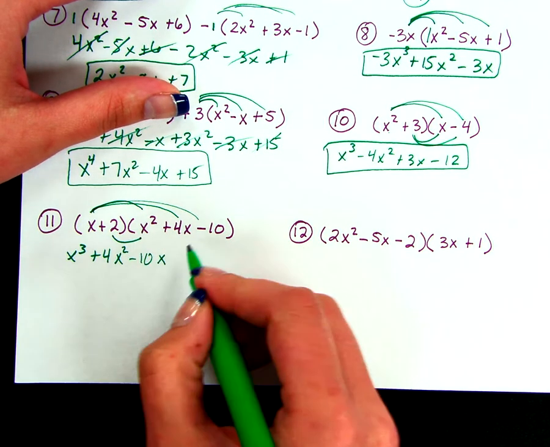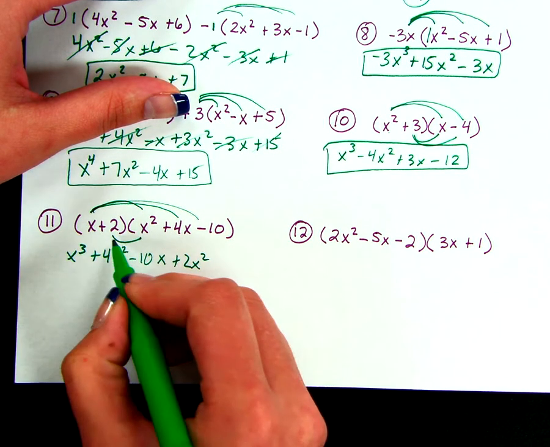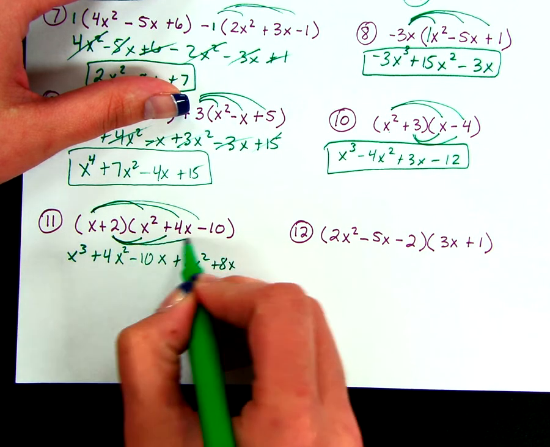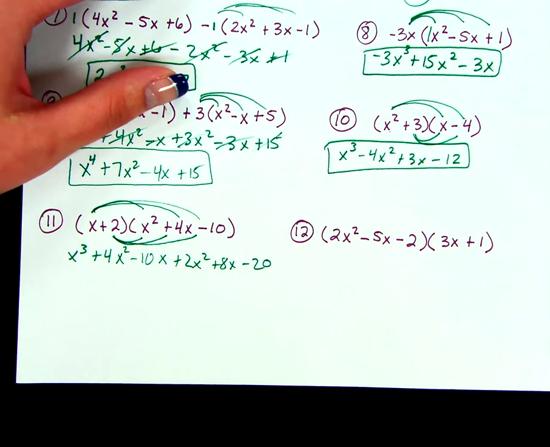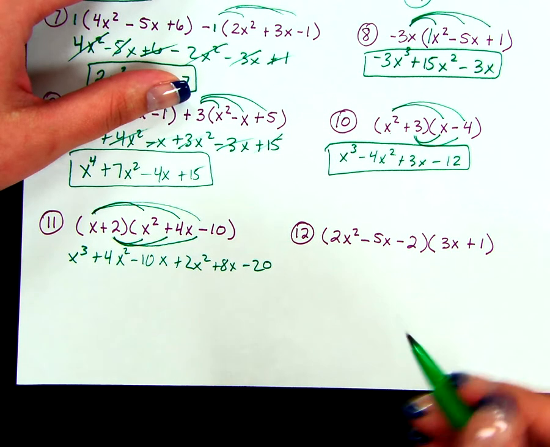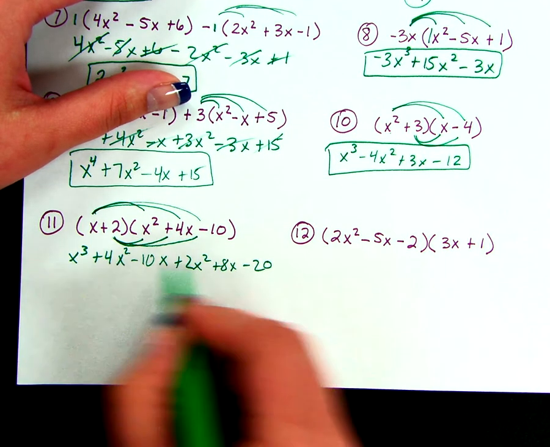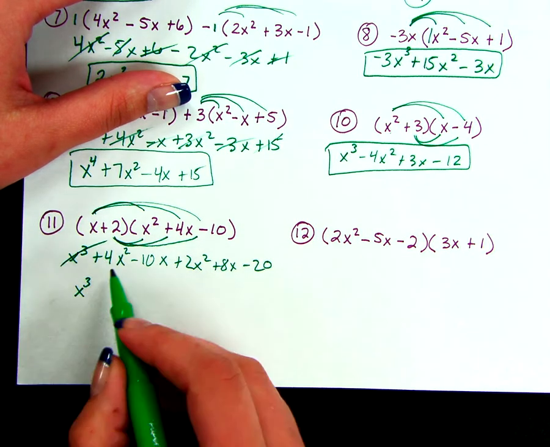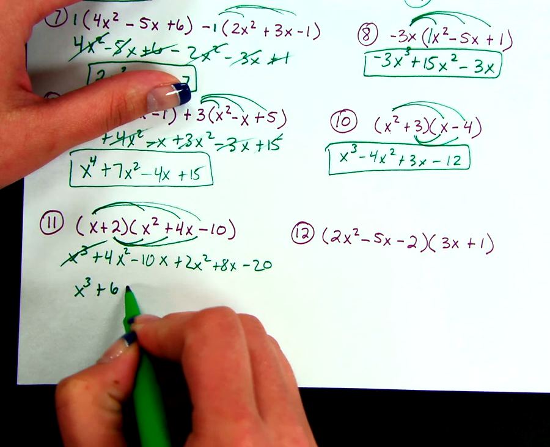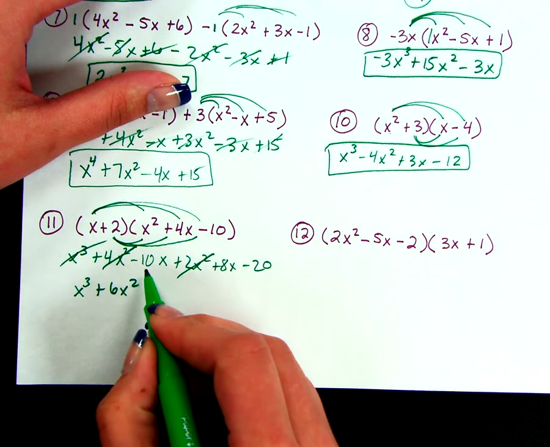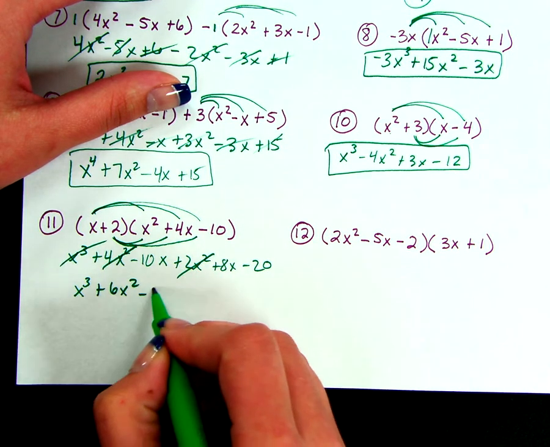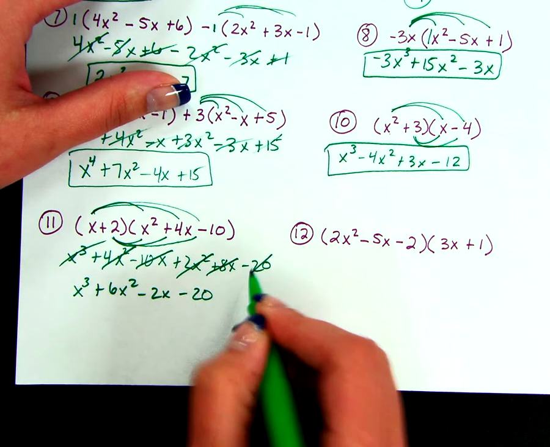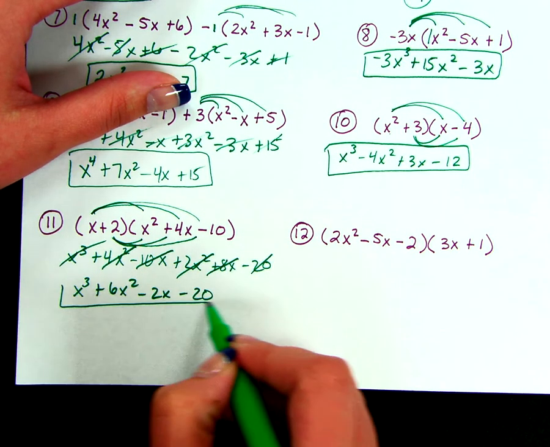So 2 times x squared is 2x squared. 2 times 4x is a positive 8x. And 2 times negative 10 is negative 20. Okay. So again, we're going to combine like terms. So our highest power is x cubed, nothing to combine that with, so we're going to rewrite it. So x cubed, 4x squared plus 2x squared is 6x squared. Negative 10x plus 8x is negative 2x. Nothing to combine the negative 20 with, so we're just going to rewrite it. Nothing left to simplify, so this is our final answer.